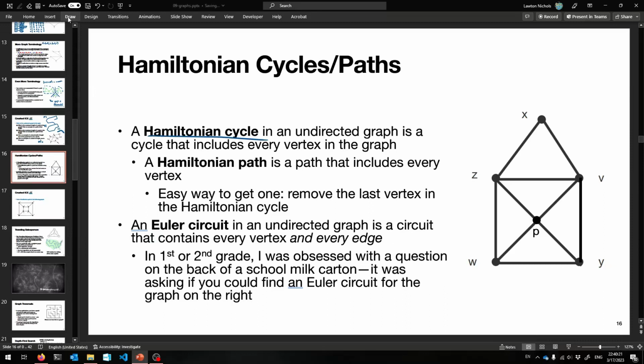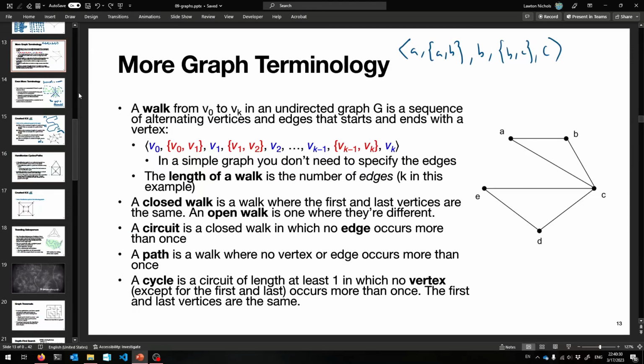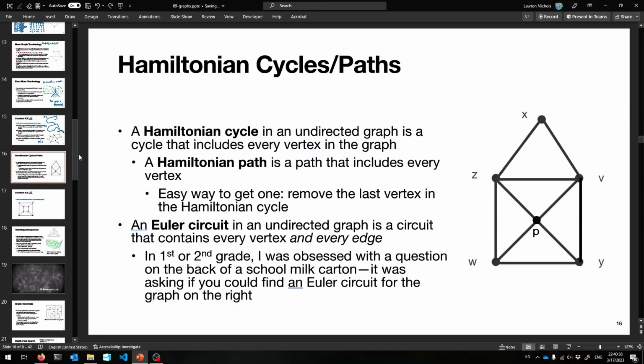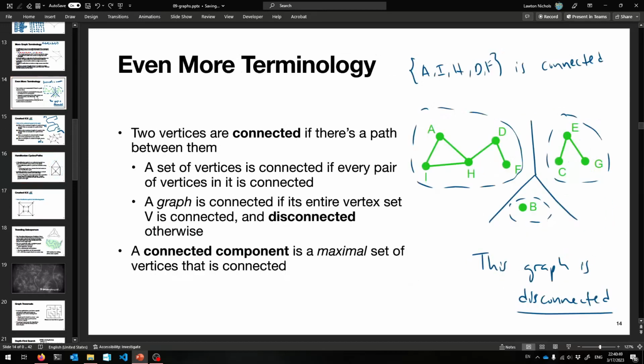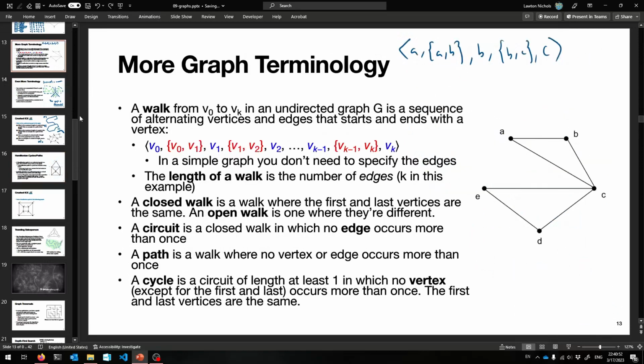So a Hamiltonian cycle in an undirected graph is a cycle where you include every vertex in that graph. But, right, because it's a cycle, you do not duplicate vertices. You do not come back to a vertex ever. And so a Hamiltonian cycle is a way of visiting every single one of these vertices without revisiting any vertex except for the first and last.